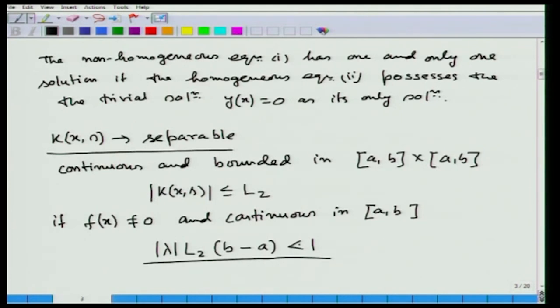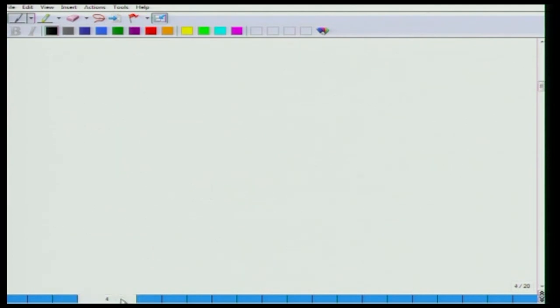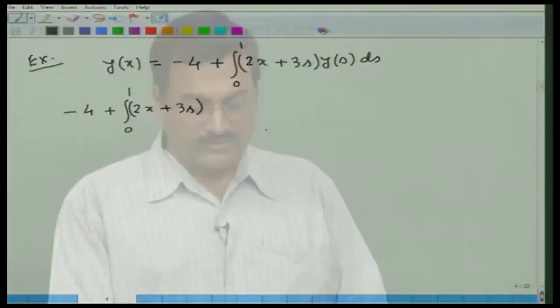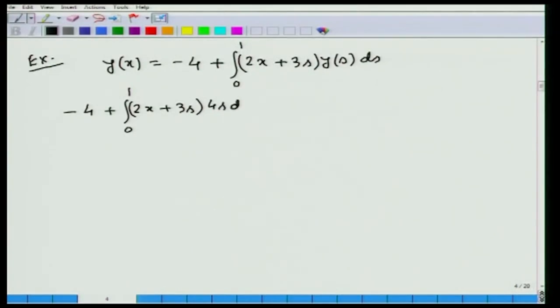So, if this condition is violated, the problem may still have a unique solution, and you can consider one example, which is given in the book by Wazwaz. Let us consider the equation y(x) = minus 4 plus integral 0 to 1 of (2x + 3s) y(s) ds. This is the given integral equation. Now, we just check whether y(x) = 4x is the only solution or not. So, y(s) will be 4s.